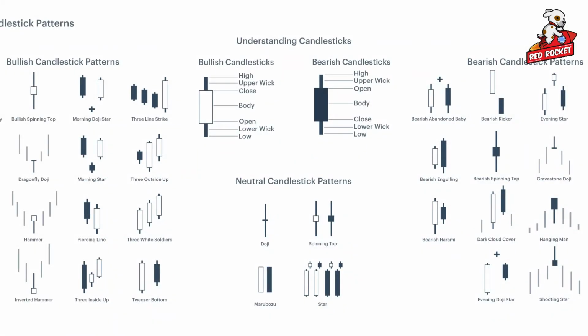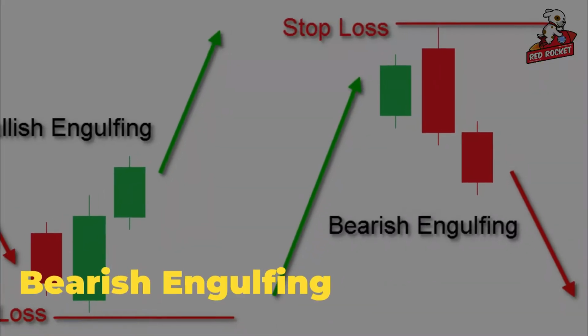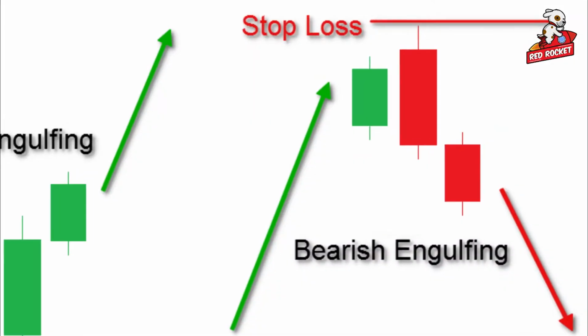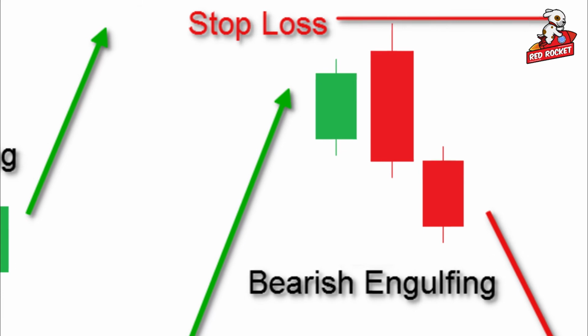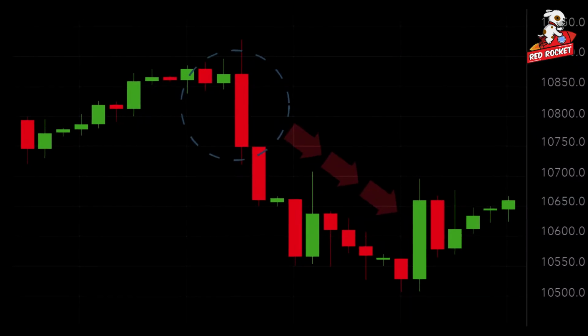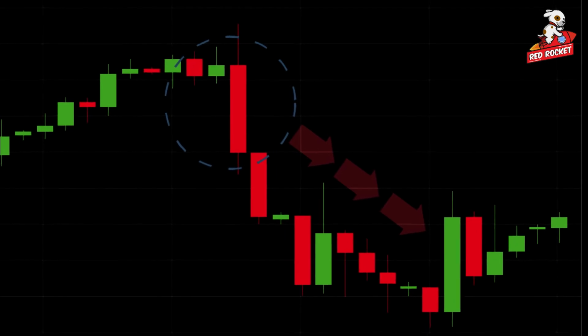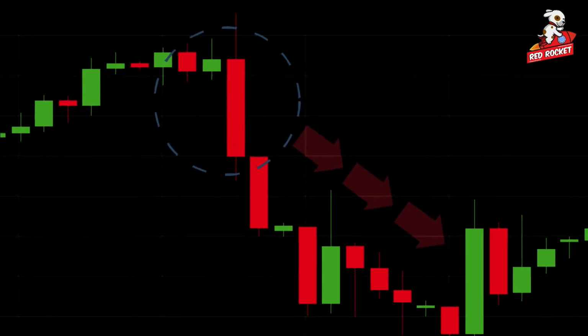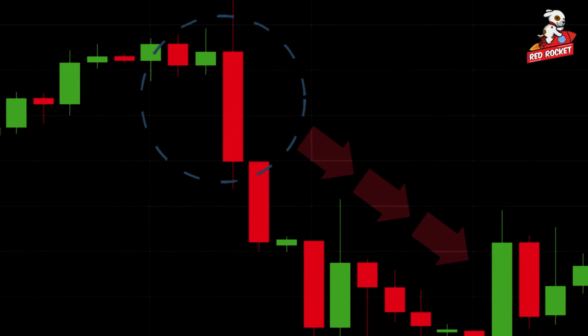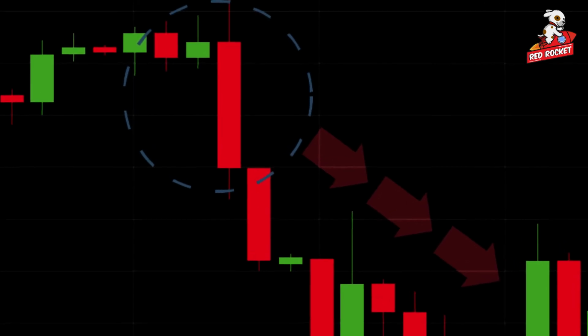Here are the different candlestick patterns. Bearish engulfing pattern. This pattern develops in an uptrend when sellers outnumber buyers. It's usually represented by a long red real body that engulfs a green real body. The pattern usually indicates the price will continue declining since sellers are back in control.